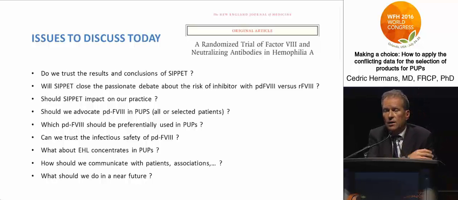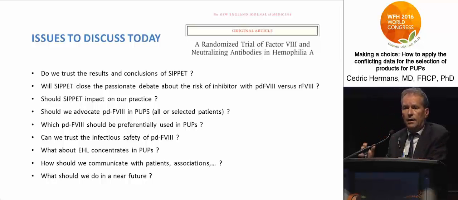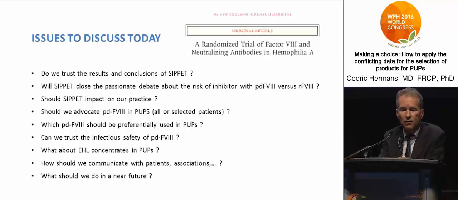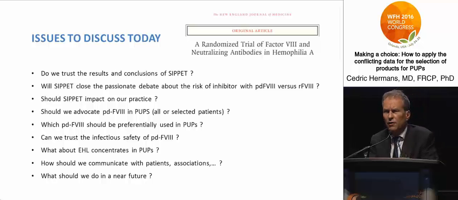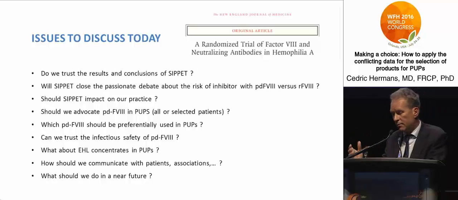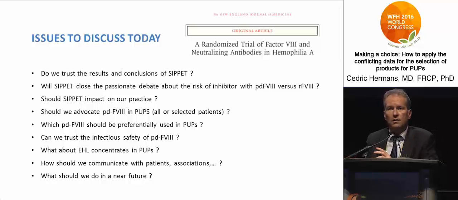Balancing the infectious risk, the immunological safety, and what we know about the risk of inhibitor development. Which plasma-derived product should be preferred in PUPs? Can we trust the infectious safety of plasma-derived products in all parts of the world? In all parts of the world, are these concentrates safe? What about extended half-life concentrates in PUPs? Because if we decide to use plasma-derived concentrate in PUPs, that means that we will not use extended half-life products.